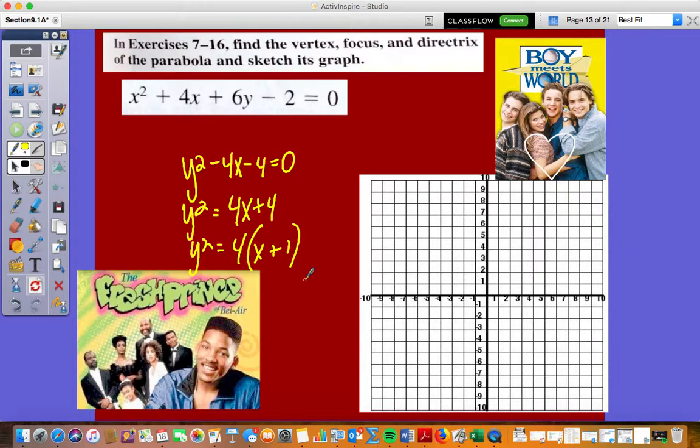Find the vertex, right? Right now, it's going to be opposite, because now you're solving for the vertex, focus, and directrix. So that's different. But you'll have the vertex, find the p-value, and then that will help you find the focus and directrix. Okay?